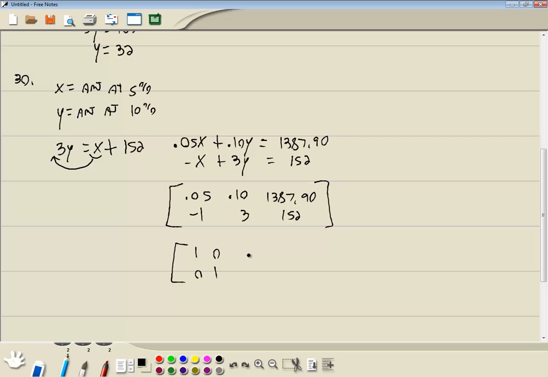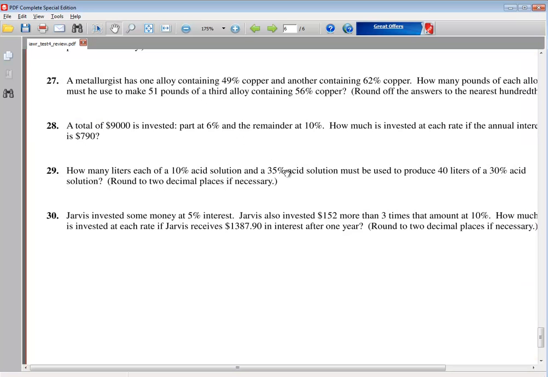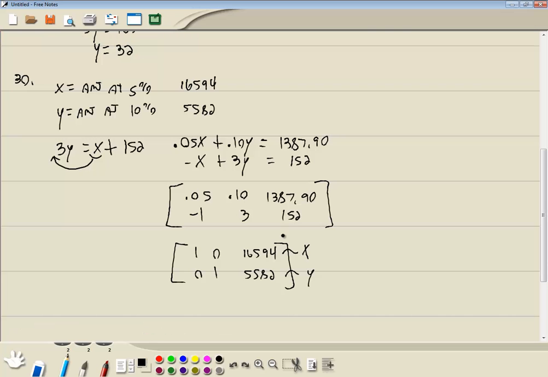And we get 16,594 and 5,582. This will be our x, and this will be our y. And it worked because I got my diagonal 1 zeros everywhere else. So this is 16,594, 5,582. I feel good that there's no decimals here. Yeah, that says round to 2 decimal places if necessary. Okay, I don't feel as good now.